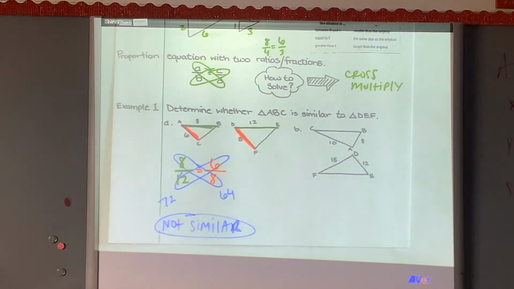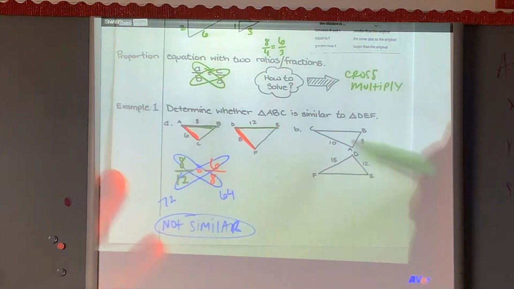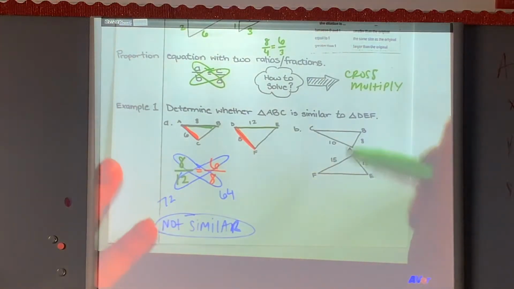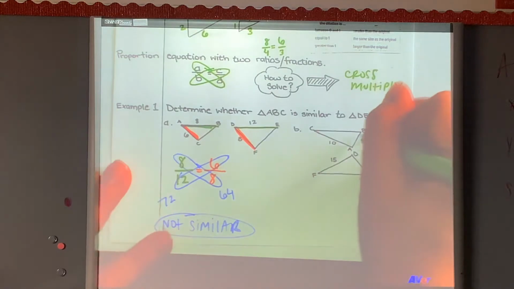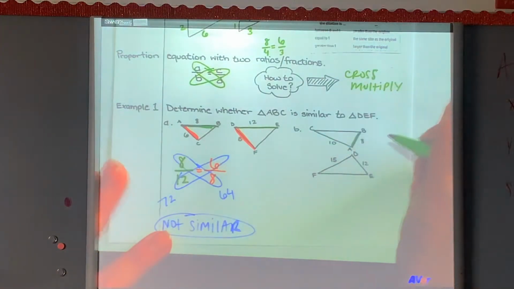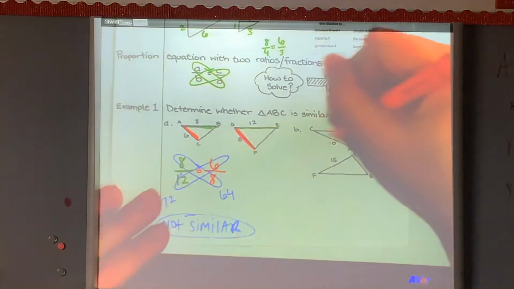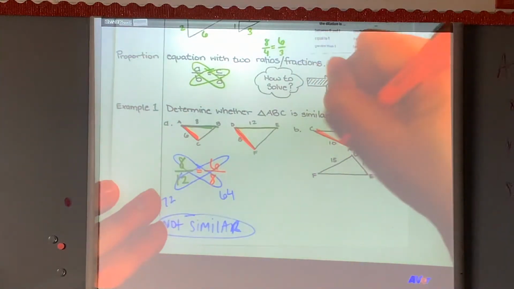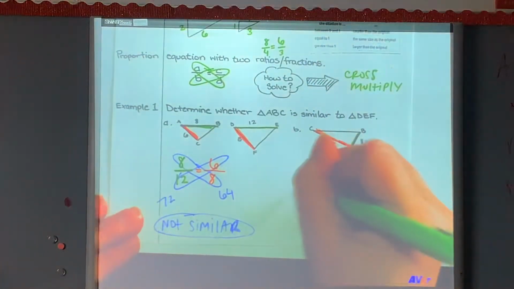I'm going to set up my fractions again, but this time I'm going to set them up in a different way. And here's how. First of all, these are dilated versions. One of them looks like a dilated version of the other. It's just flipped upside down, so don't let that trick you. I'm going to highlight 2 lines in 2 different colors from the same triangle. And this is what I'm going to do.